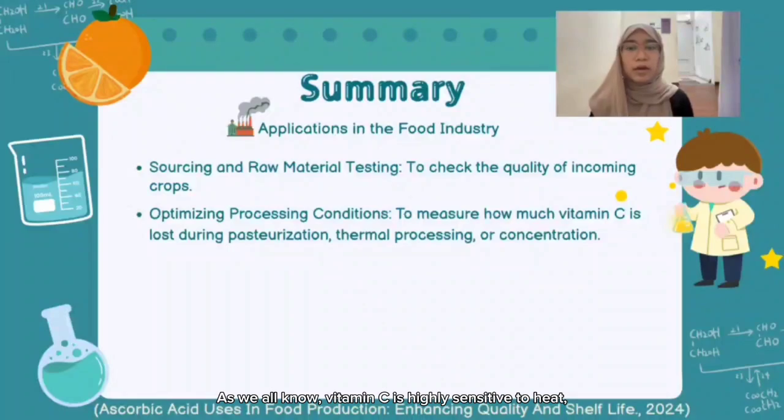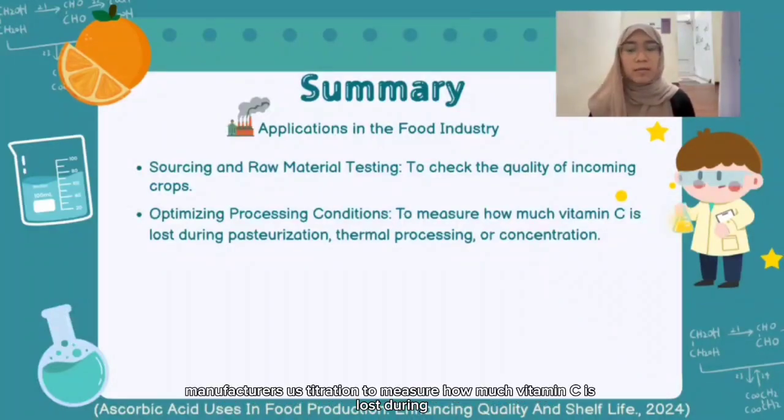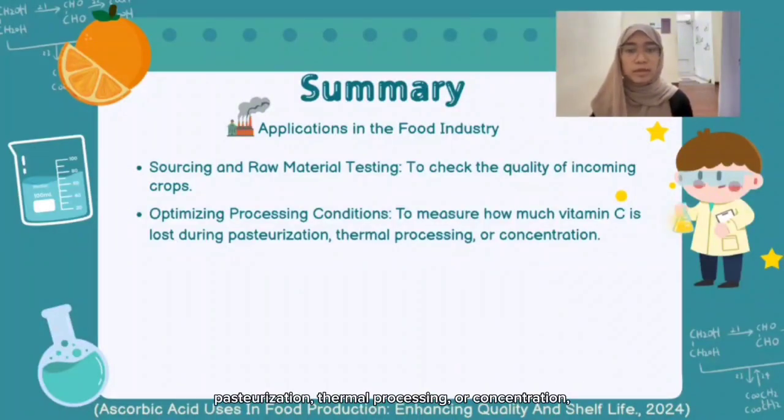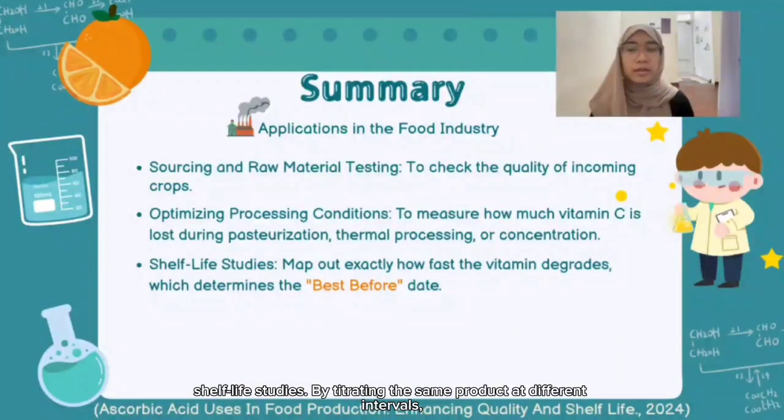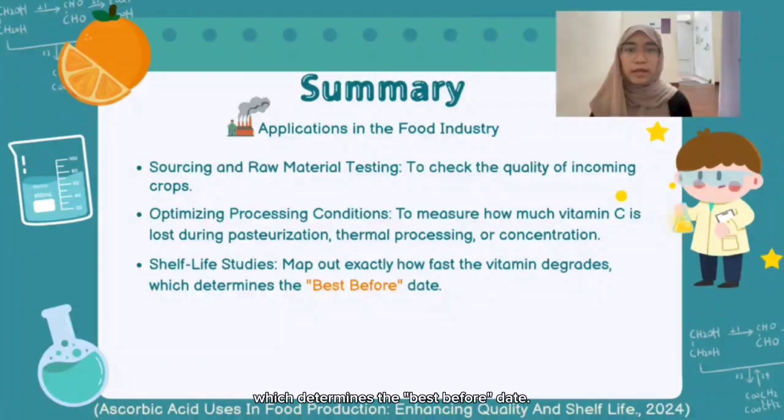As we all know, vitamin C is highly sensitive to heat, light, and oxygen. Manufacturers use titration to measure how much vitamin C is lost during pasteurization, thermal processing, or concentration, which allows them to fine-tune their methods to retain maximum nutrients. Third, shelf life studies. By titrating the same product at different intervals, companies can map out exactly how fast the vitamin degrades, which determines the best before date.